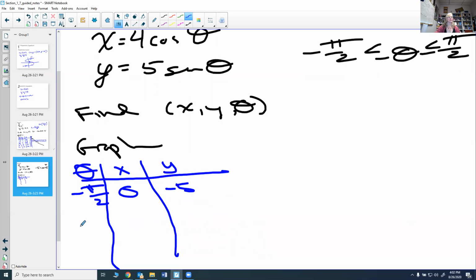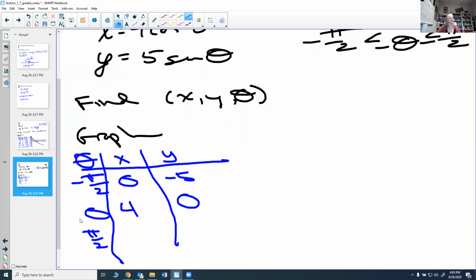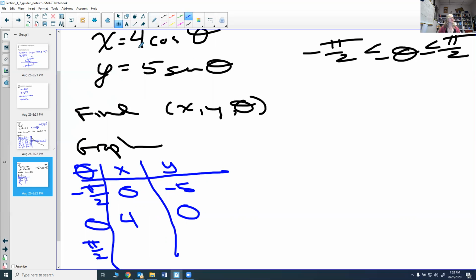Then we'll go to maybe 0. So if I put 0 in, I get 4 times the cosine of 0, which is of course 1, so 4 times 1 is 4. 5 times the sine of 0 is 0, because the sine of 0 is 0. Then maybe I'll come up here to pi halves. Now, I probably should have picked some more. I could have picked negative pi fourths and pi fourths and so forth, but we'll go with this. So if I put pi halves in there, I get 4 times the cosine of pi halves, which is 0, and 5 times the sine of pi halves, which is 5.